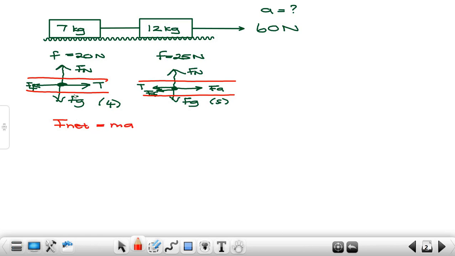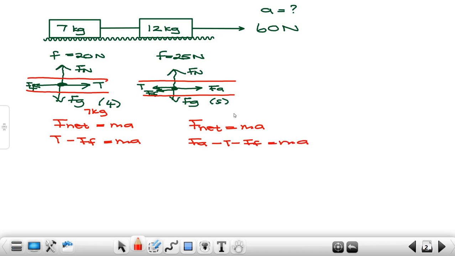And we know that F net is the applied force minus the forces acting opposite to it. So for this 7 kg box, it will have tension minus the friction is equal to the mass times acceleration. For the 12 kg box, it has one more force. So that is the applied force minus the tension minus the friction is equal to the mass times acceleration. This is now for the 12 kilo box.